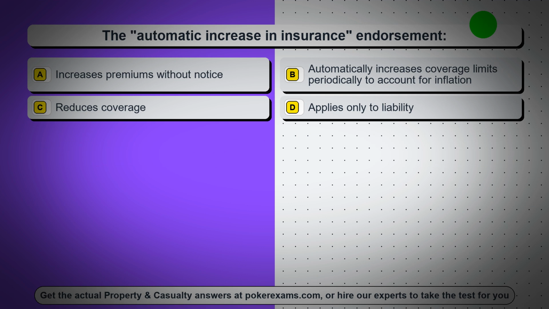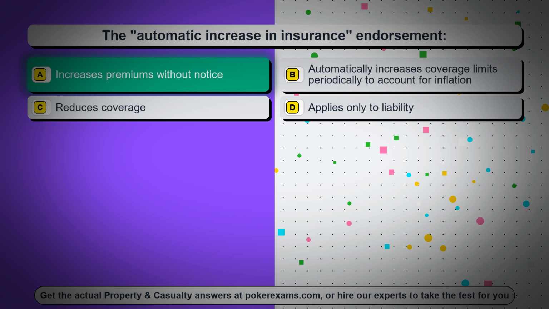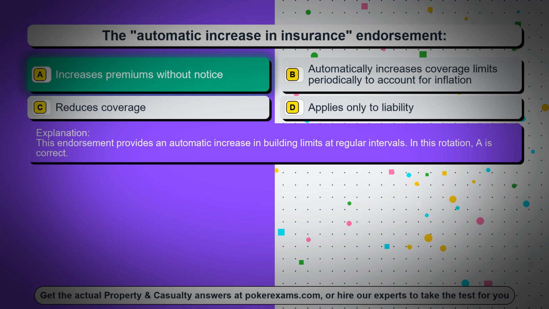Question 100. The automatic increase in insurance endorsement. Option A, increases premiums without notice. Option B, automatically increases coverage limits periodically to account for inflation. Option C, reduces coverage. Option D, applies only to liability. The correct answer is option A, increases premiums without notice. This endorsement provides an automatic increase in building limits at regular intervals. In this rotation, A is correct.